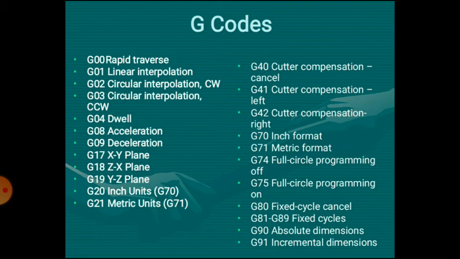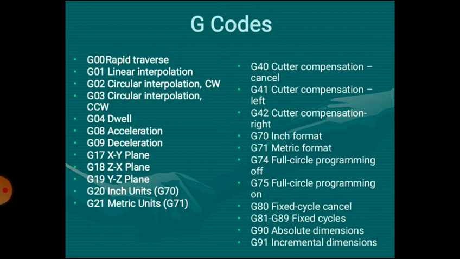Then G17 is a plane selection, that is the XY plane. G18 is the XZ plane, and G19 is the YZ plane selection. This function is used to identify the plane on which machining is to be carried out. So G17, 18 and 19 are the plane selection codes.